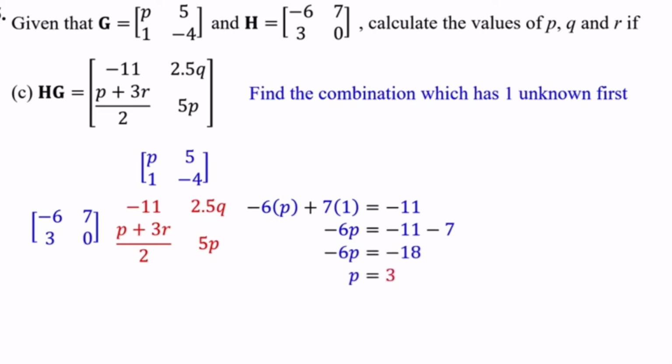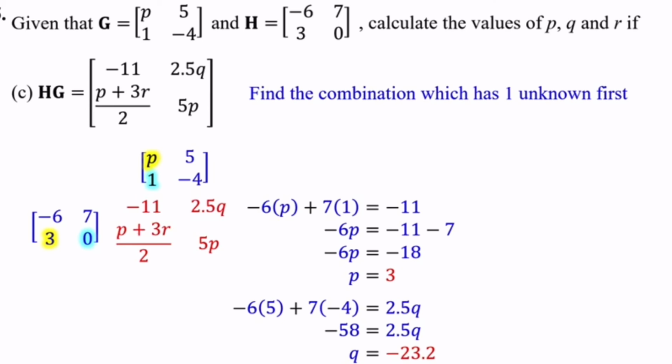So p is 3. After we got the p, we can solve the other one, we can solve the q, which is negative 6 times 5 plus 7 times negative 4 is equal to 2.5q. So negative 58 over 2.5. So we will get the answer for the q, which is negative 23.2. Okay, negative 23.2.